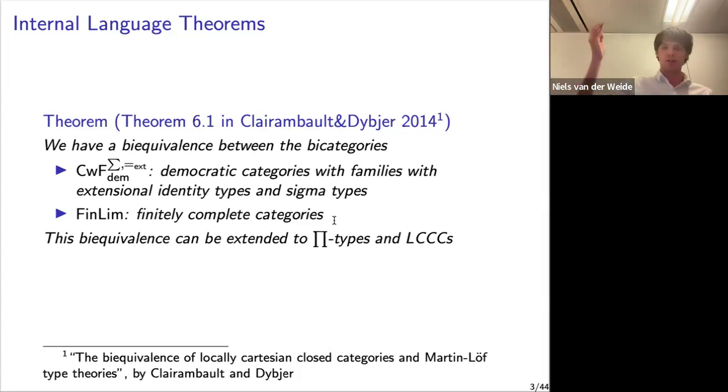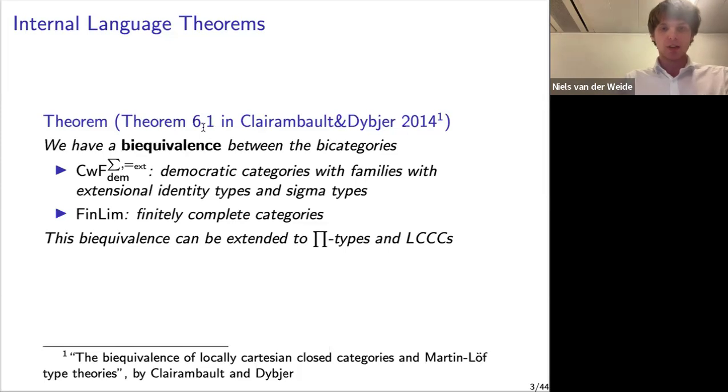What they showed is that these two are biequivalent, meaning that basically they are the same thing. So they're equivalent. And they also extend this to the case of pi types and locally Cartesian closed categories on the other hand. This is one way to make this correspondence between category theory and type theory very precise. So this is a nice theorem, and you can see it as a foundational result that allows us to use type theory to reason about categories and to use categories as models of type theories.